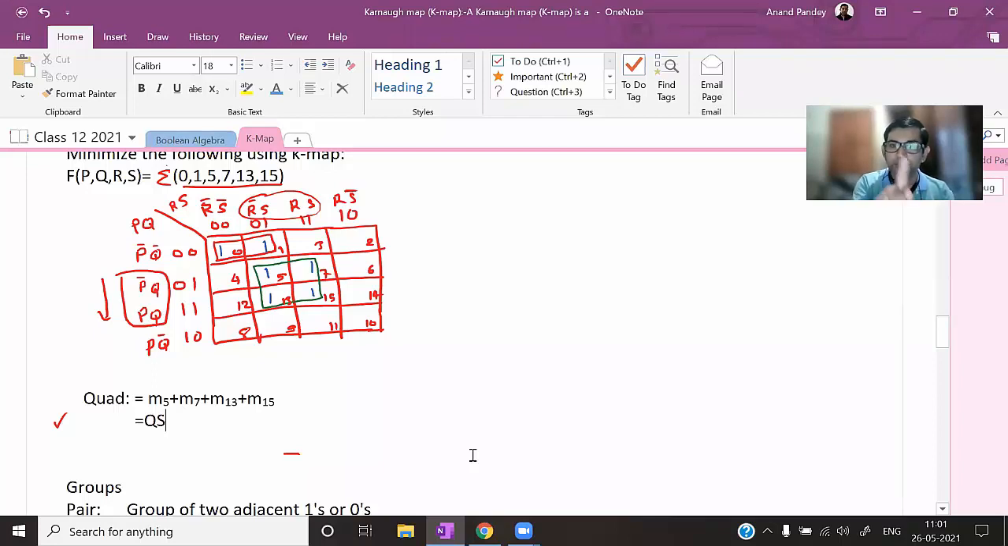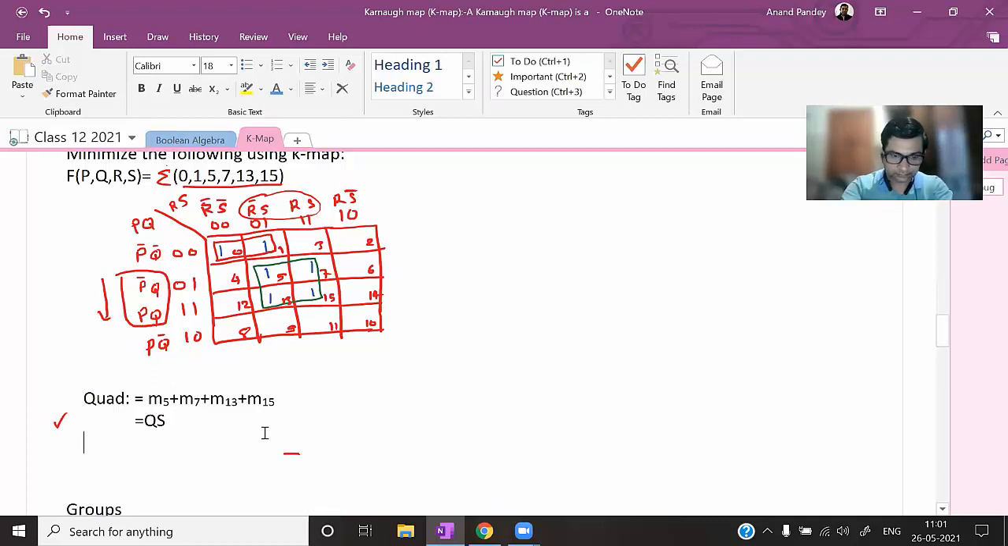This square is acquiring two rows that I have circled, and it is acquiring two columns. So go through the rows first, and whichever state is changing, remove that; whichever is not changing, write it. Like this, go through the columns, and whichever state changes, don't write that; whichever is not changing, write it. Here S's state was not changing, so we write it. R's state changed, so we did not write it. Same here, P bar became P so we did not write it. Q was the same so we wrote it. So from the quad we are getting QS.